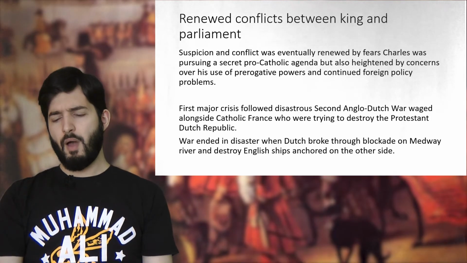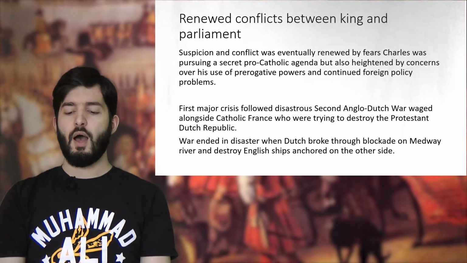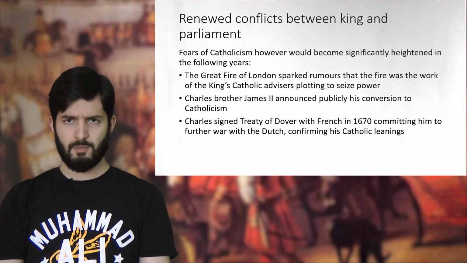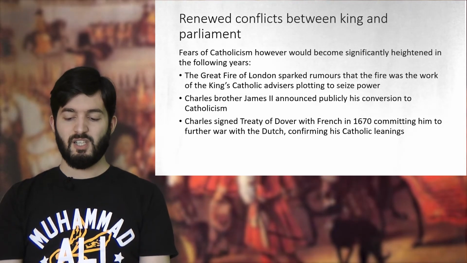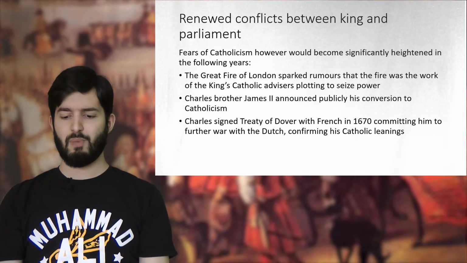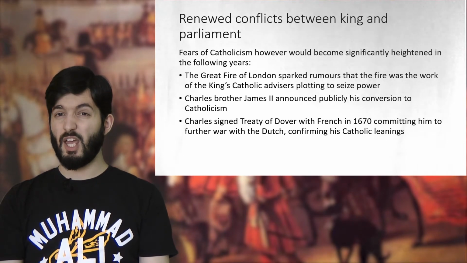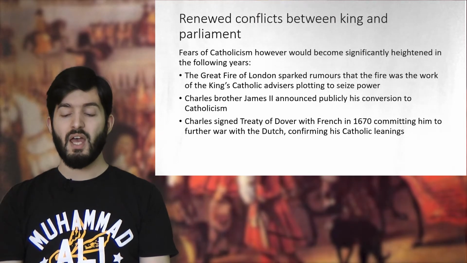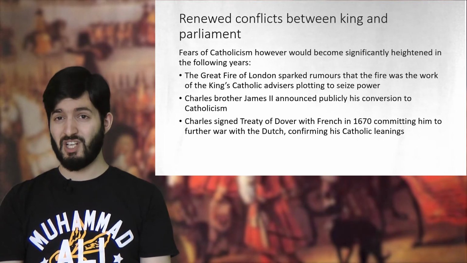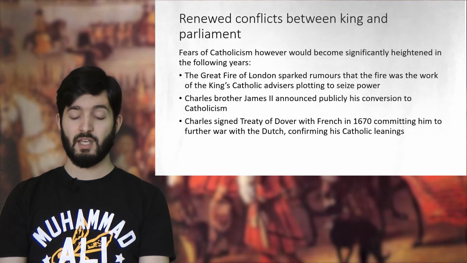But the problems really come to a head when the fear of Catholicism, or the supposed fear of Charles's Catholicism, heightens significantly following a series of key events. The first is the Great Fire of London, which sparks rumours among people, obviously quite silly rumours, that the fire was basically the work of the king's Catholic advisors, who were plotting to seize power. But then things are made significantly worse when Charles II's brother James, who is technically his heir to the throne, announces publicly his conversion to Catholicism. So the heir to the throne is now officially a Catholic and has made it public.